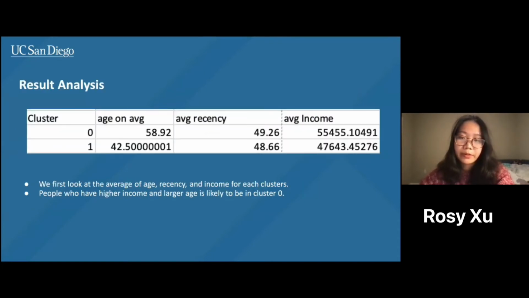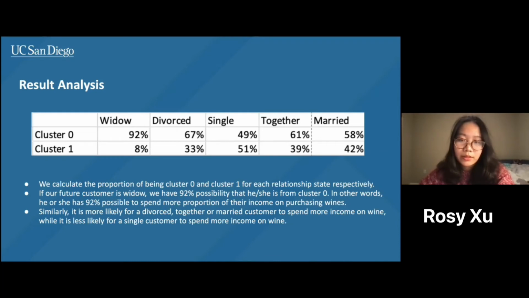We then calculate the average age, recency, and income for each cluster. We found that people who tend to have a high willingness to spend money have a higher age and income on average. Since cluster 0 has many more people compared with cluster 1, the proportion within a cluster cannot really help to find the new customer's cluster given his or her characteristics.